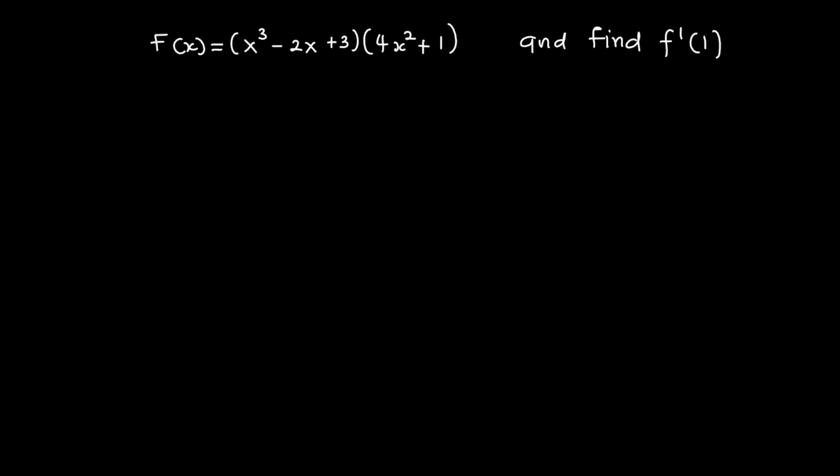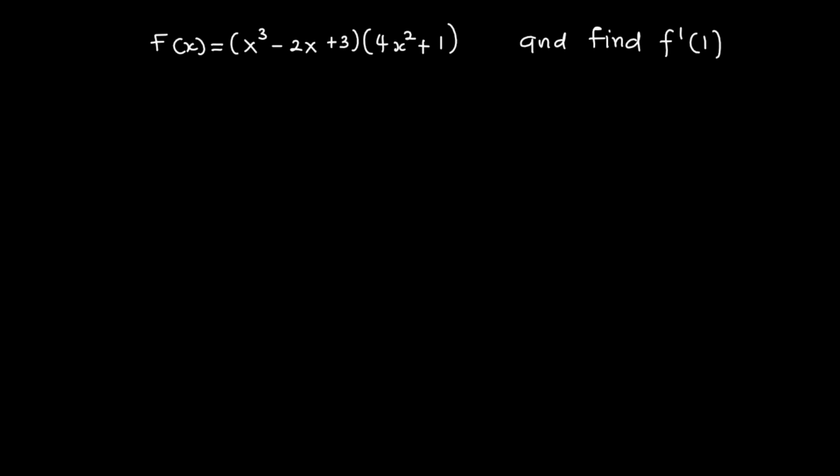In this lesson, we're going to try our hands on this question here. All we have to do is find the derivative of the function capital F of x, which is equal to (x cubed minus 2x plus 3) multiplying (4x squared plus 1). So we have to find the derivative of this function.